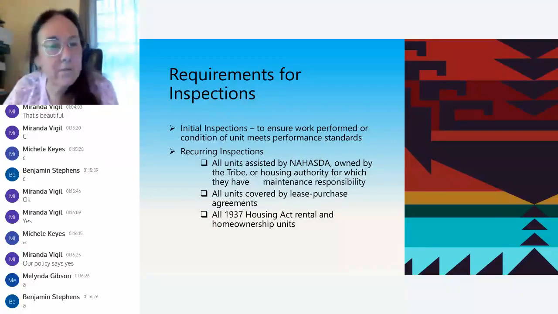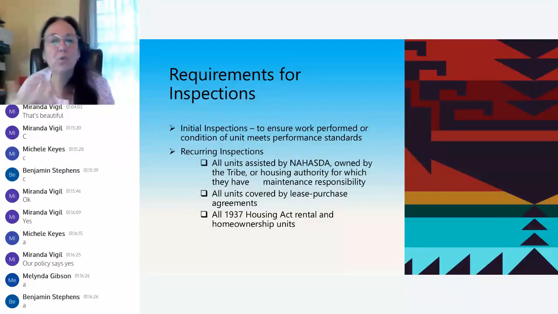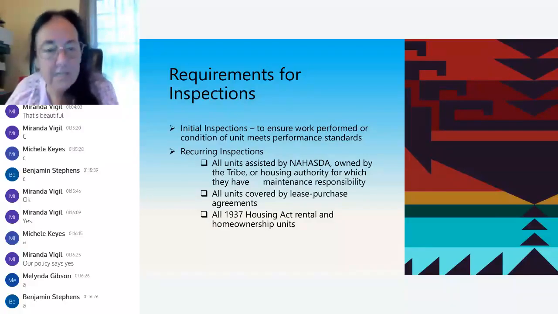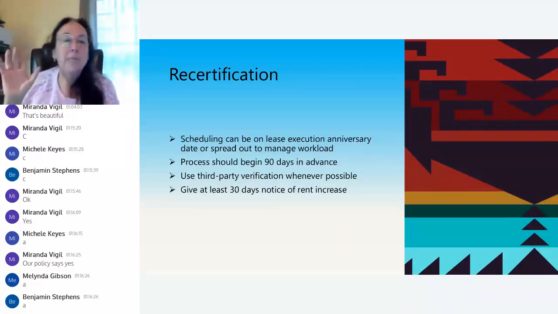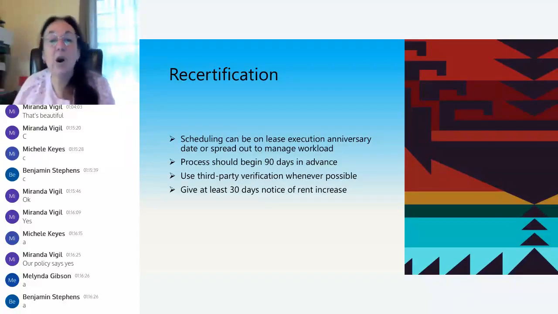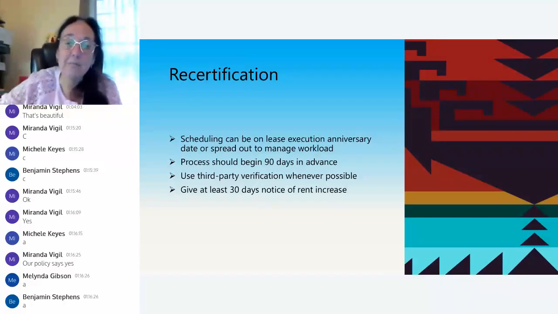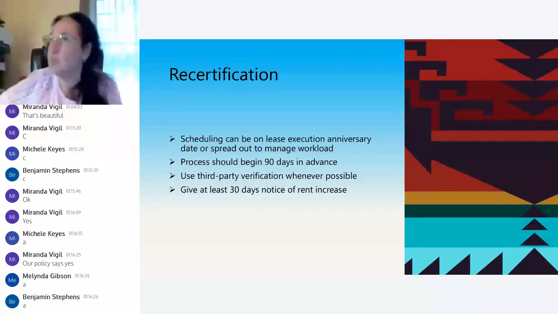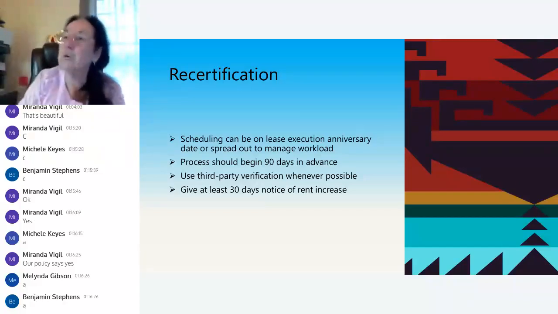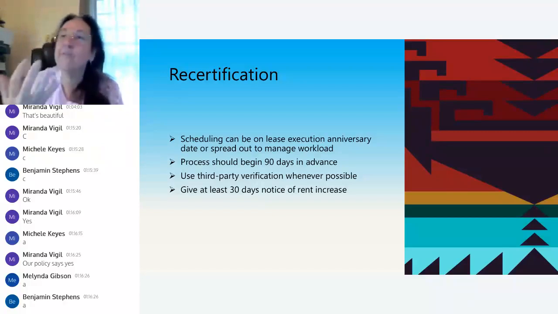So requirements for inspections: those initial inspections to ensure the work is performed or the condition of the unit meets the performance standards. Reoccurring inspections: all units assisted by NAHASDA owned by the tribe or housing authority for which they have maintenance responsibility, all units covered by a lease purchase agreement, your 1937 Housing Act rental and homeownership units. Recertifications: your scheduling can be on the lease execution anniversary date, or you can spread them out to manage the workload, or you can do them all at once if you want. It's up to you and your staff, the best way to do it.